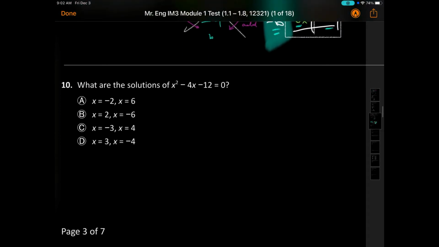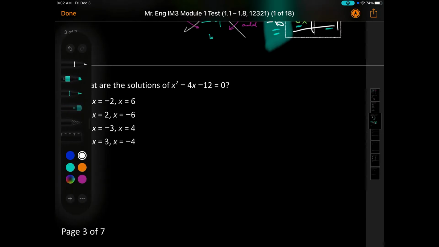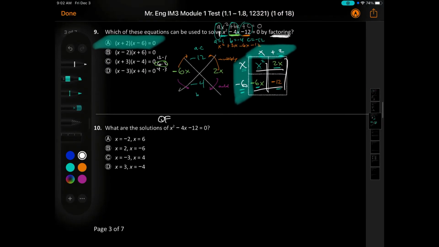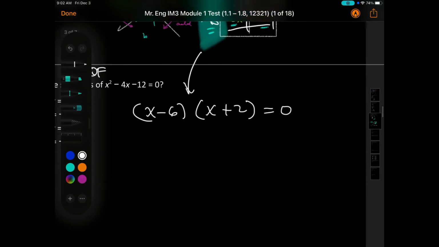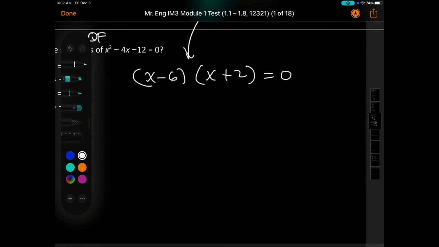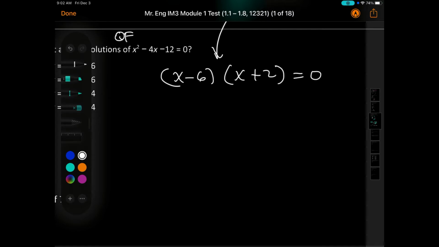Okay, number 10. What are the solutions? So again, we can solve it like cooking a potato. There's multiple ways. You can try the quadratic formula. But if you recognize that problem is the same one as we have above, I can just take these here in blue, x minus 6, x plus 2 equals 0. And this is the easiest method of factoring. I call it the zero product rule.